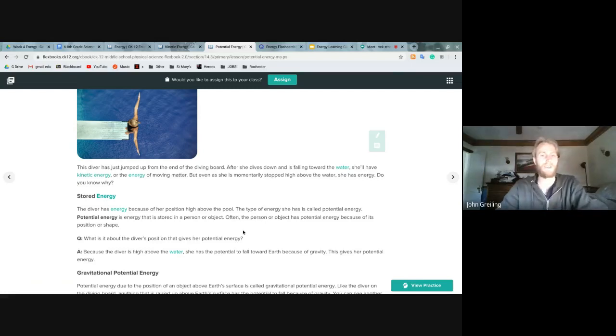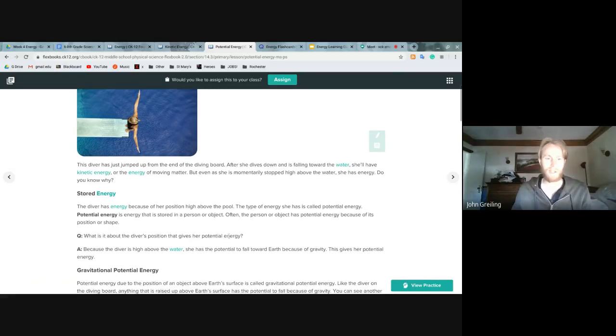Potential energy is energy that is stored in a person or object. Often the person or object has potential energy because of its position or shape. Question, what is it about the diver's position that gives her potential energy? Because the diver is high above the water, she has the potential to fall towards Earth because of gravity. This gives her potential energy.